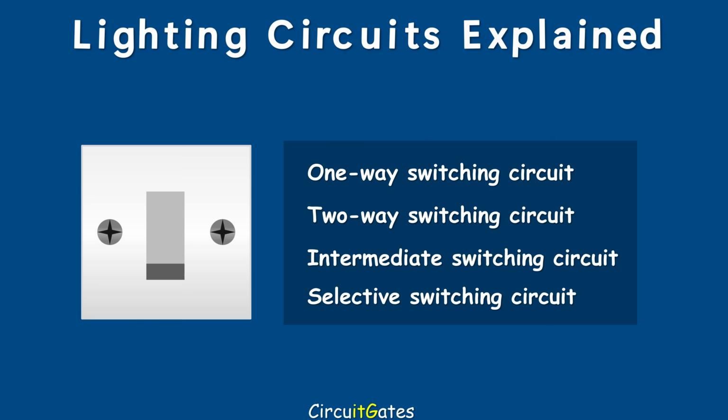This video is about light switching circuits, commonly found in electrical lighting: the one-way switching circuit, the two-way switching circuit, and lastly the intermediate switching circuit. Let's start with the one-way switching circuit.